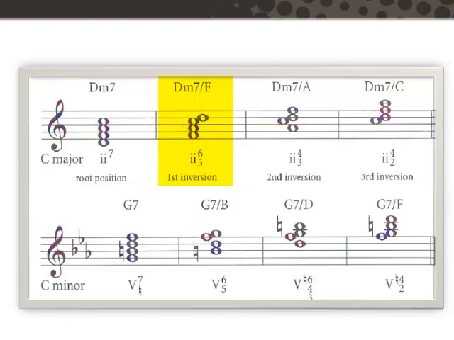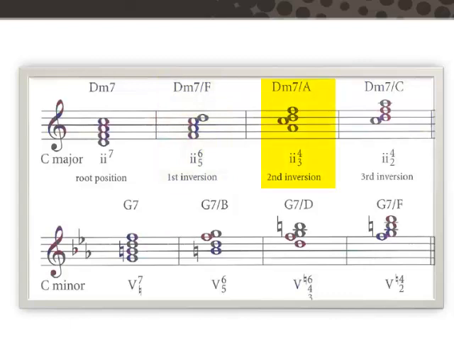When you see a 6 by itself, it's in first inversion. If you see a 6/4, you know it's a second inversion triad. And if you see a 6/5, it's going to be some sort of a 7th chord. The root quality chord symbol for this is D minor 7 F, because F is the bass.